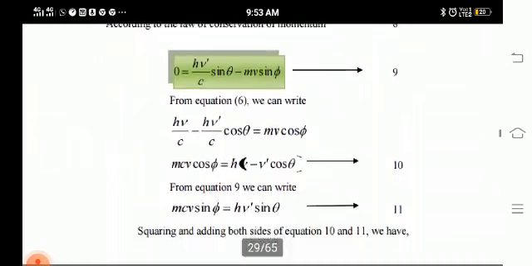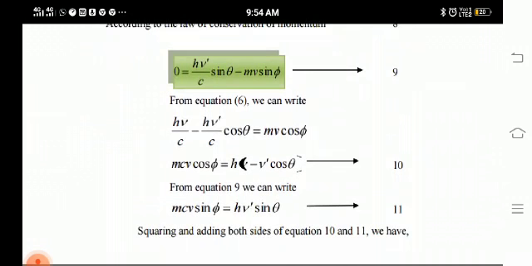So m c v sin phi is equal to h into 1 nu minus nu dash cos theta. Likewise, we are going to have equation number 6 in simplified form: m c v sin phi is equal to h nu dash sin theta. We are going to calculate the total momentum along x and y direction.